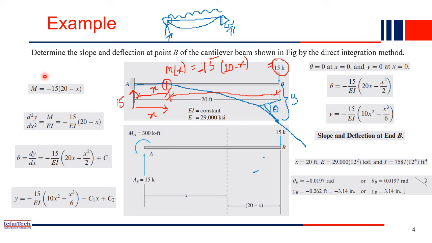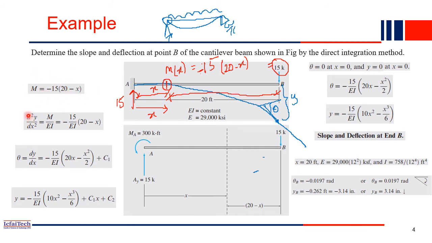Now we computed our step 2 also. Step 1 was to draw the elastic curve. This blue color line we have drawn, and we identified we have to compute the value of y and theta at point B, right? That is the question given to us. Next step was we computed the moment, minus 15 into 20 minus x. So moment is nothing but force into distance. Force is 15 into distance is 20 minus x. So this is the moment.